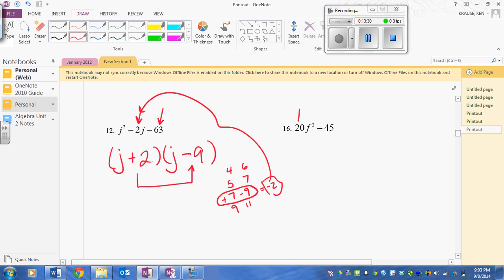GCF here, I can go with a 5. I think that's about it. So I'll take out a 5. I have a binomial, so I'm kind of hoping this is perfect squares. 20 divided by 5 is 4. f squared minus 9. And yes, I have the difference of perfect square.